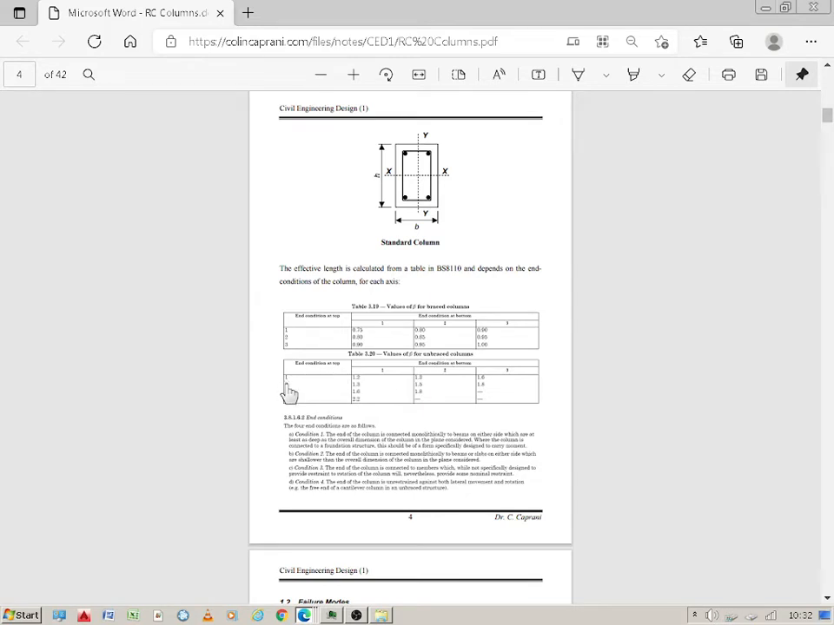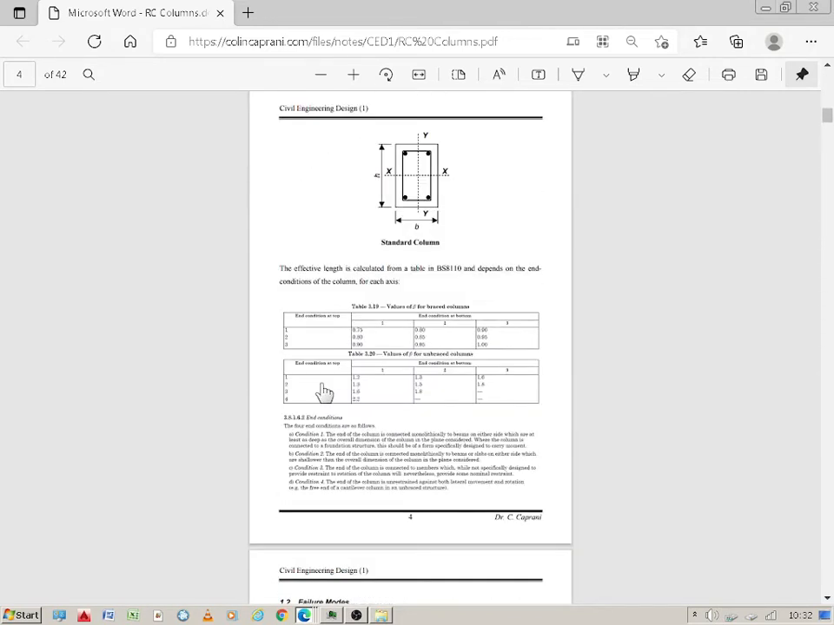End conditions at the top: 1, 2, 3, 4. End conditions at the bottom: 1, 2, 3. End conditions at the top: 1, 2, 3. Yeah, because you've got braced columns 1, 2, 3, and unbraced columns can be 1, 2, 3, 4. Basically, you've got a cantilever condition.